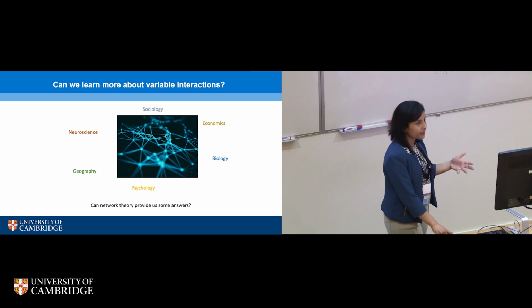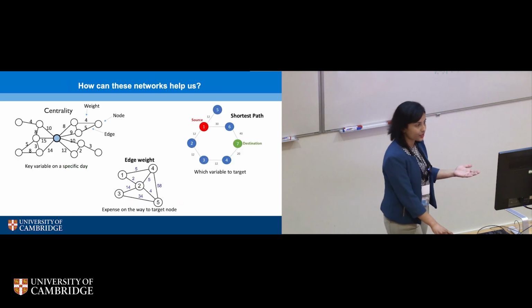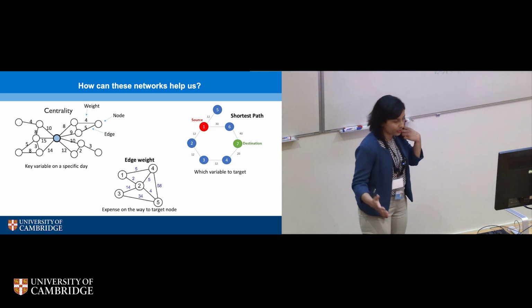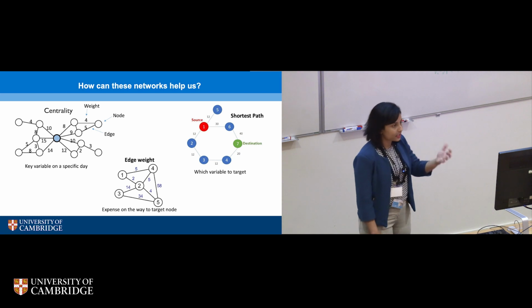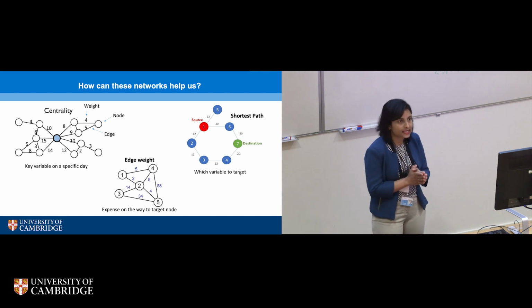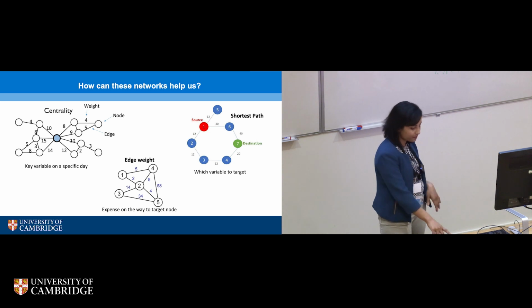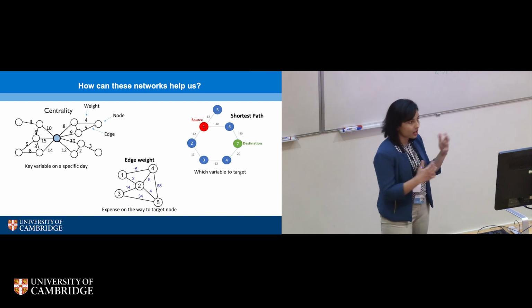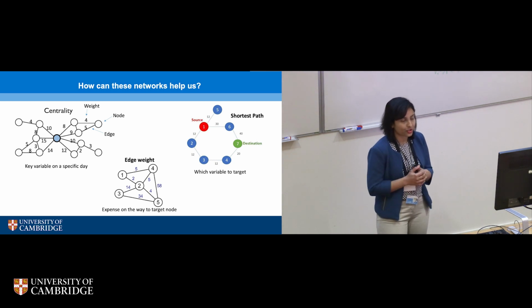So we thought, OK, maybe we can look into network theory for answers. So how can network help us? Network theory is very straightforward. We have heard about it a lot during this week. Basically, you start with a node. A node is an entity, and in this particular instance, these are different variables of a culture. Then you establish an edge between them when there is a relationship, and you assign a weight depending upon the strength of that interaction.